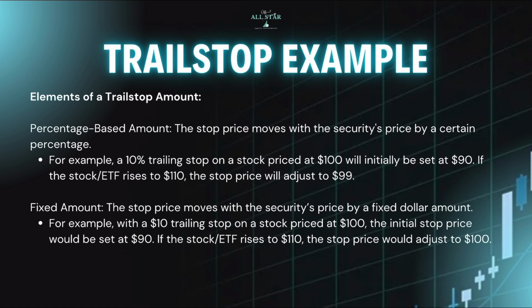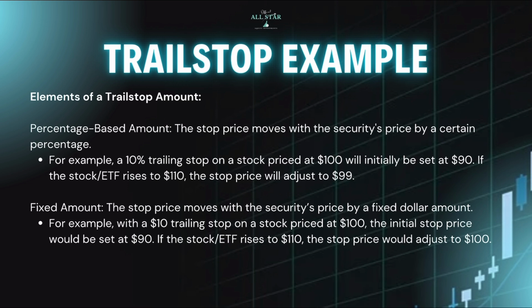With the percentage-based amount, let's say for example you set your trailing stop to 10%, which y'all know I like to keep my risk tolerance at no more than 15% on a trade. So if the share price is $100, the trail stop will be initially set to $90, and if the stock or ETF rises to, let's say, $110, the trail stop price will adjust itself to $99.